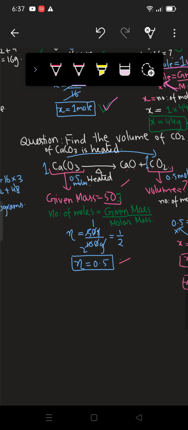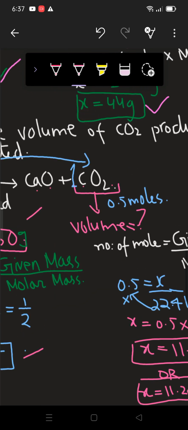So here we got to know that the number of moles used here of the calcium carbonate is 0.5. So if we have used 0.5 moles of calcium carbonate, of course there would be the production of 0.5 moles of carbon dioxide as well in the product side. So there we got moles as well, 0.5. Now we need to calculate the volume of it.